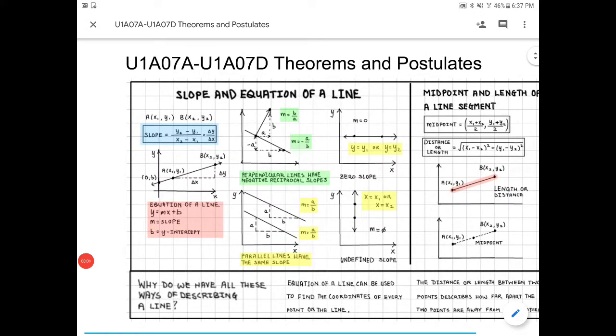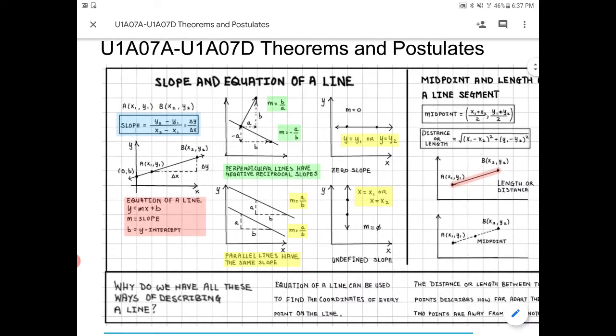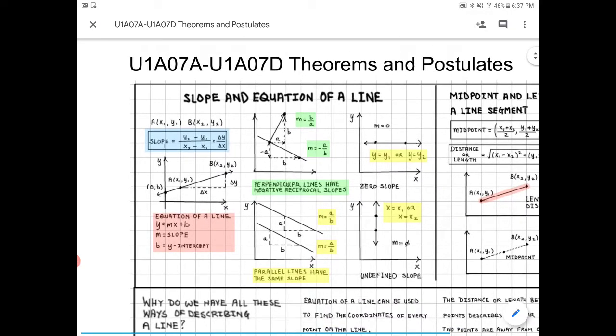Hello students, this is lesson U1A07A. In this lesson we are going to be working with slopes, and hopefully by the end of the lesson you should be able to say, I can solve the slope of a line formed between 2 points, or find a missing coordinate if given one of the points and the slope value between those 2 points.